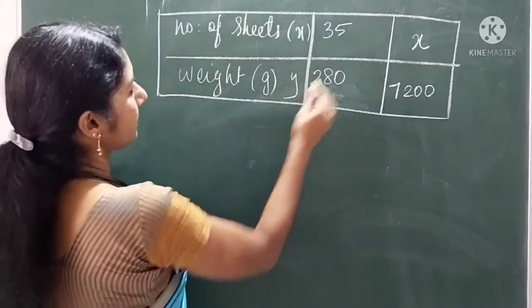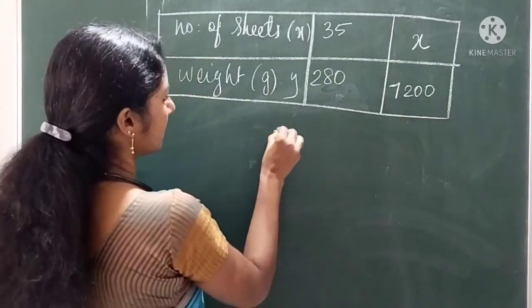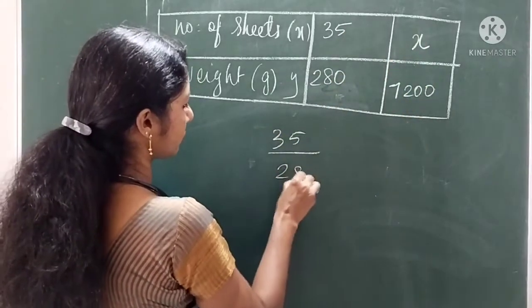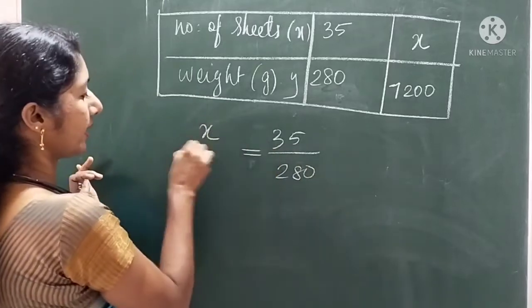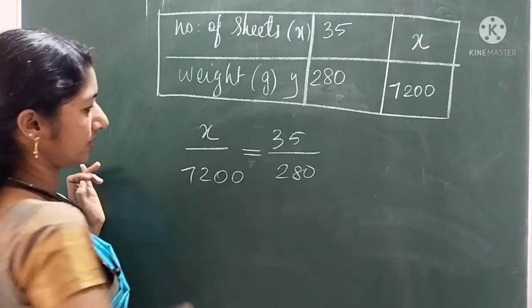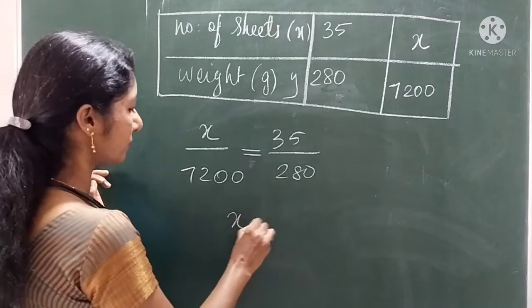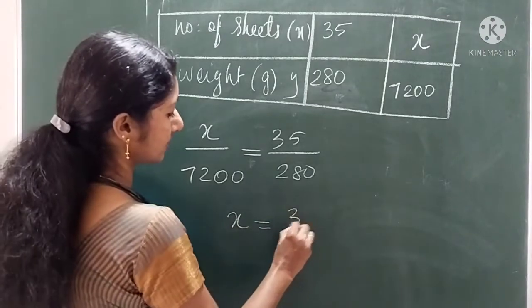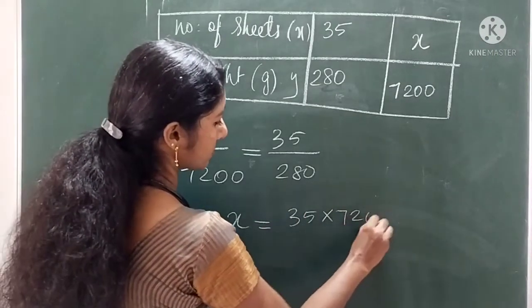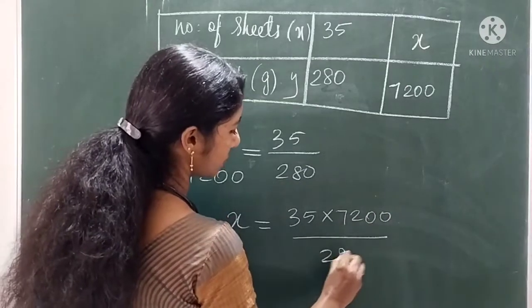Then see, if it is direct proportion, we equate the ratios. So we will write 35 by 280 is equal to x by 7200. Then we need to solve for x. X equals 35 into 7200 divided by 280.